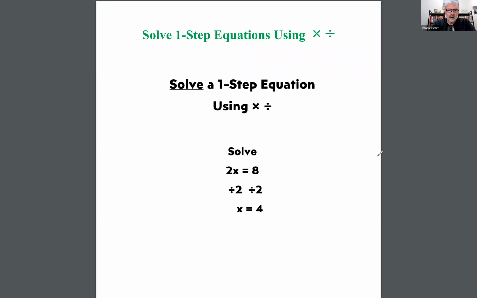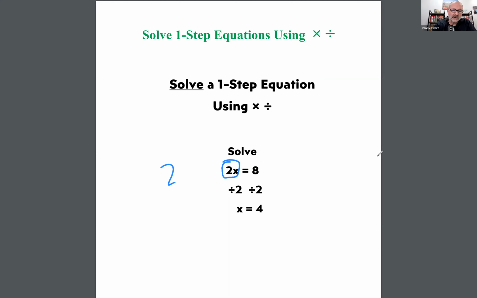Hello. The objective for this video lesson is to solve one-step equations, but now using multiplication and division. We used addition and subtraction in the previous video. So let's take a look. So we are going to solve using multiplication and division.